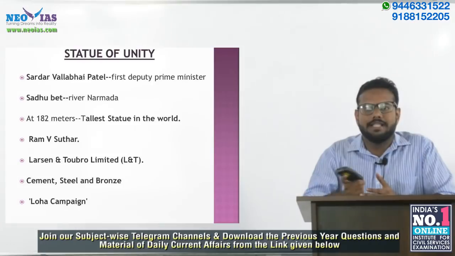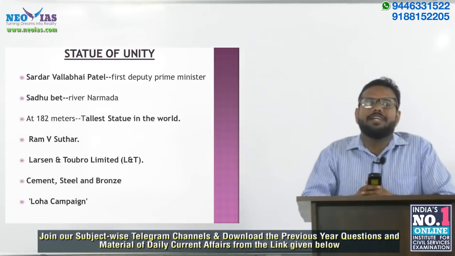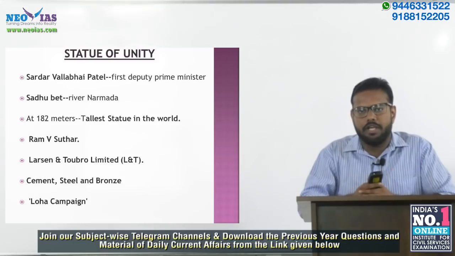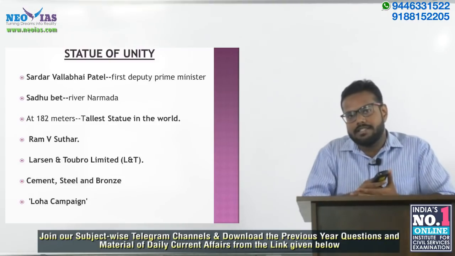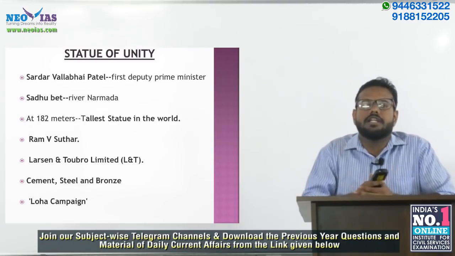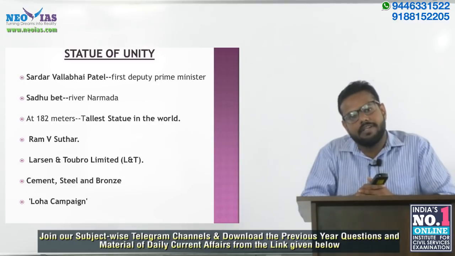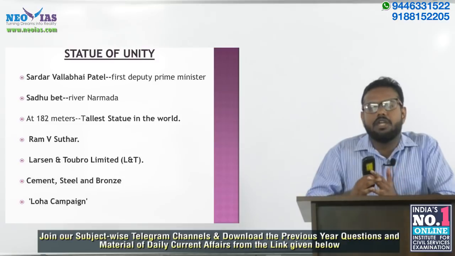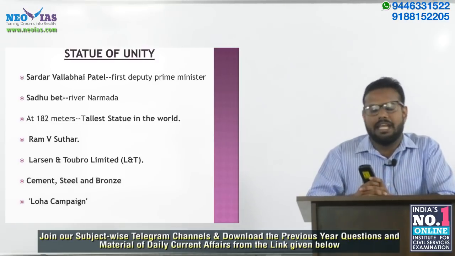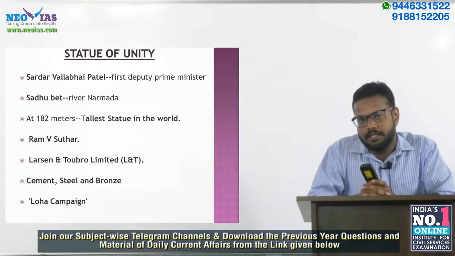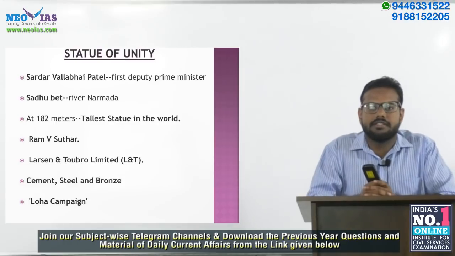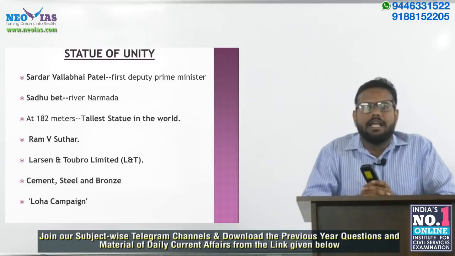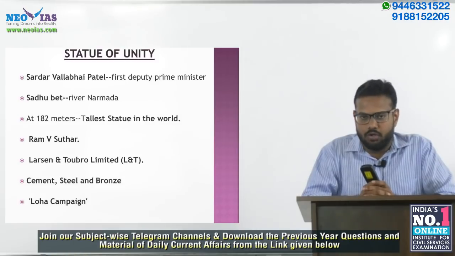And our very first topic is the Statue of Unity. Recently the Statue of Unity was unveiled by the Prime Minister Narendra Modi. And we know that the Statue of Unity depicts Sardar Vallabhbhai Patel, who is the first Deputy Prime Minister of India and who made a contribution in uniting India. Thus, the statue is named as the Statue of Unity and it is located in the Sadhu Bet in the river Narmada near Vadodara in Gujarat.